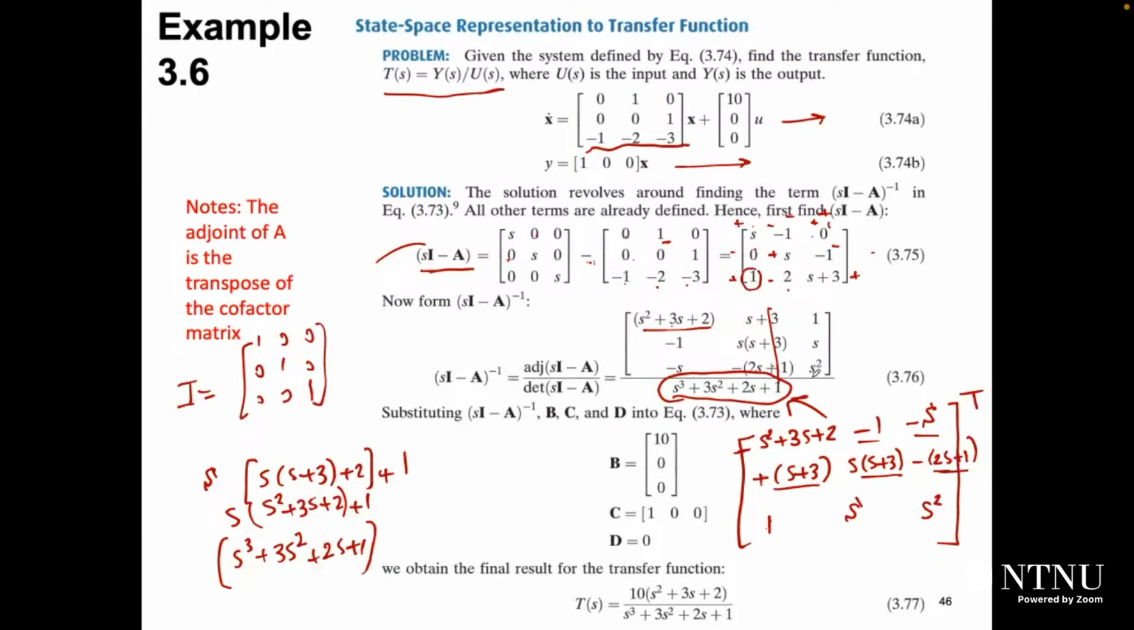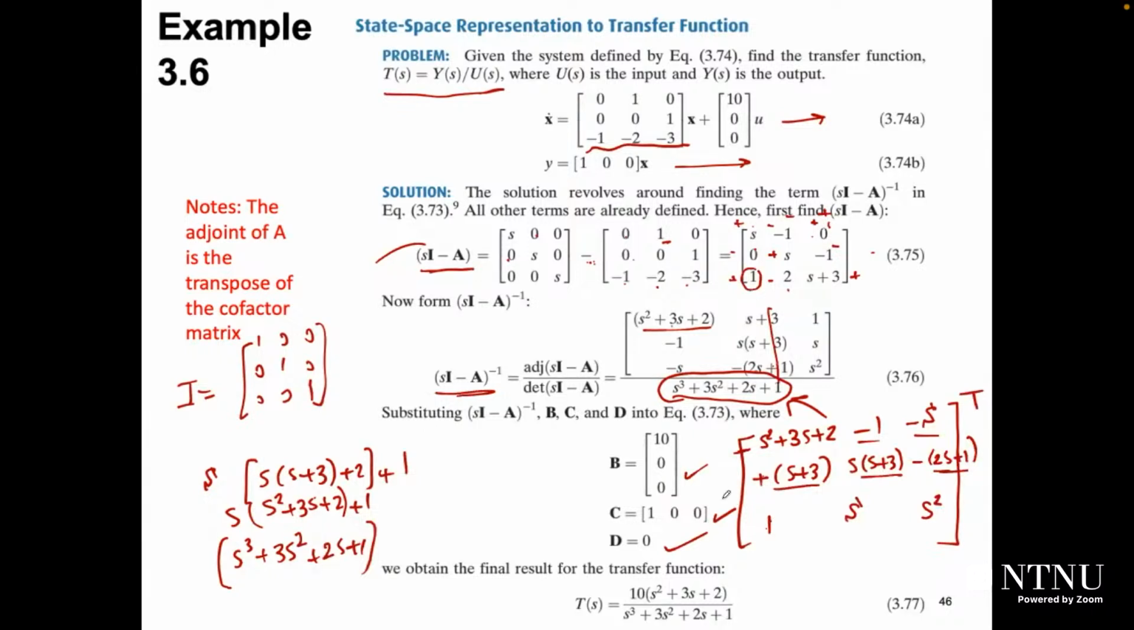It takes time for getting it, but once you practice it, and of course, if we have an exam, we get 2 by 2. We will not get 3 by 3 because 3 by 3 is difficult. So now we got SI minus A inverse. You have also B, which is 10, 0, 0. You have C, you have D, right?